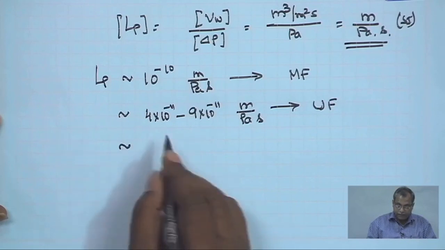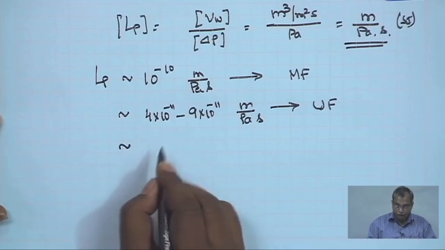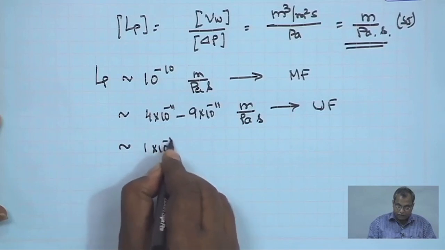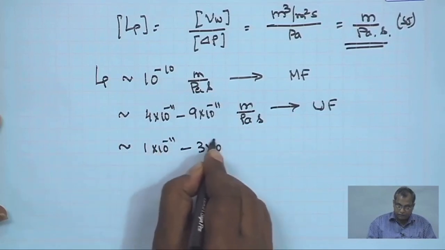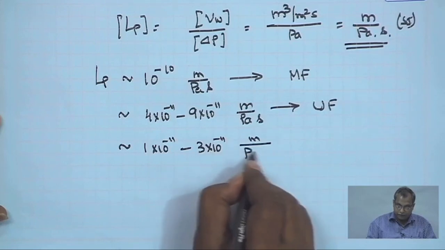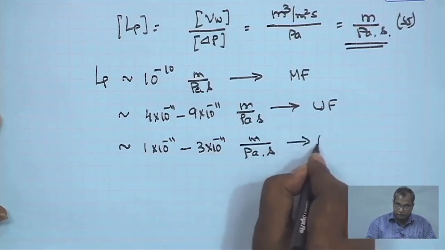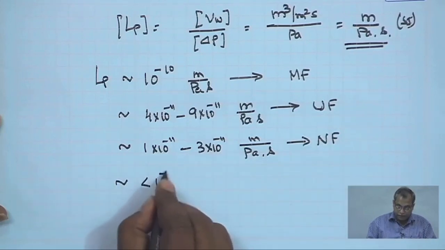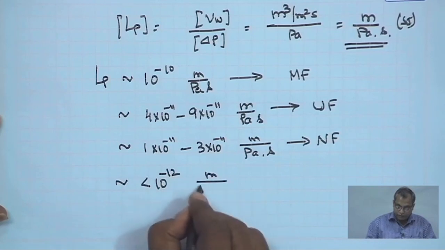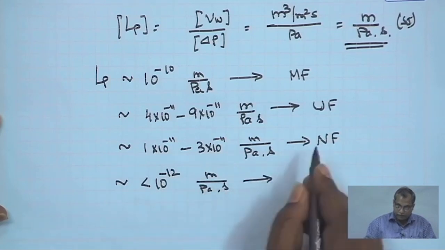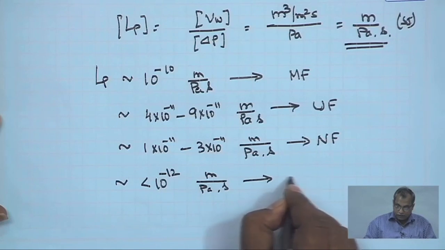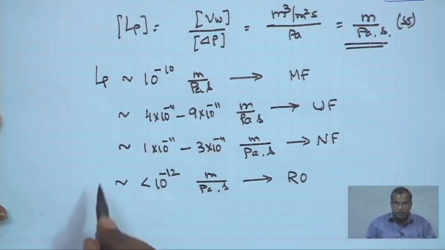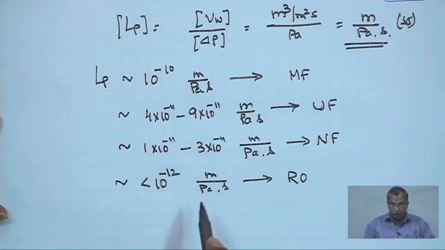Similarly, if you get a permeability in a lower range, let us say 1 into 10 to the power minus 11 to 3 into 10 to the power minus 11 meter per Pascal second in SI unit, then you have landed into a nanofiltration membrane. If you get a permeability less than 10 to the power minus 12 meter per Pascal second, then you have landed into a reverse osmosis membrane. So, by looking into the value of the permeability, one can really identify which membrane you have generated or you have cast.